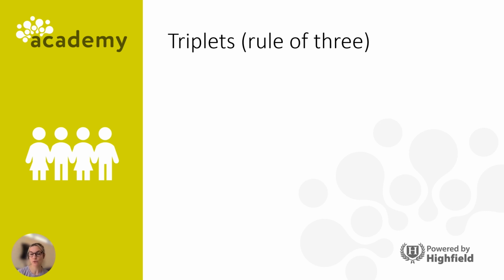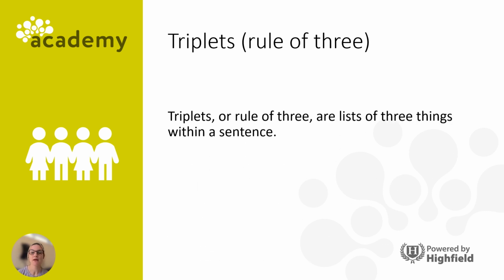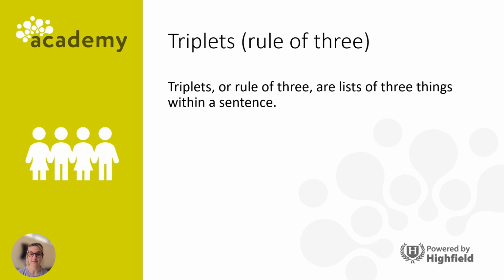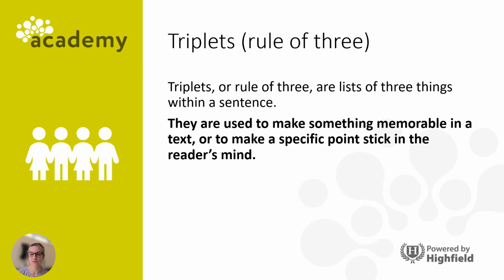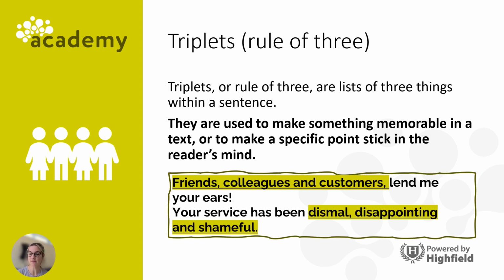So triplets, or rule of 3 as they are commonly known, these are a list of 3 things within a sentence. Now they're used to make something memorable in a text or to make a specific point stick in the reader's mind. So for instance, friends, colleagues and customers, lend me your ears, or your service has been dismal, disappointing and shameful.